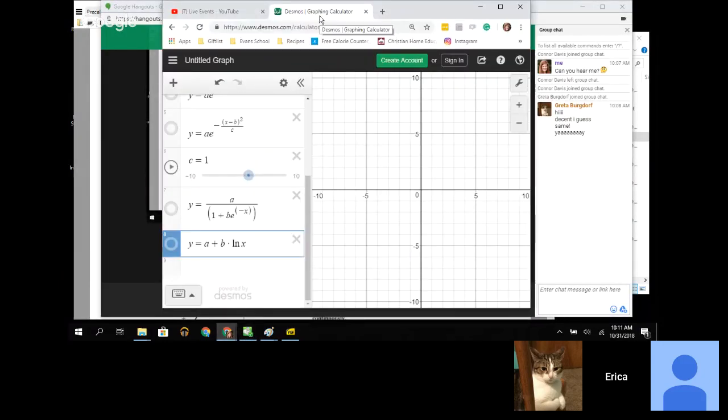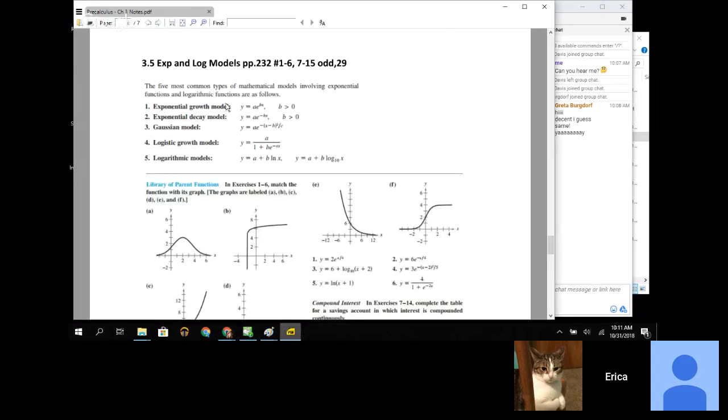Talk about these, if you have your notes, at the top of 3.5, it says the 5 most common types of mathematical models involving exponential functions and logarithmic functions are as followed. So these are basically 5 of the most common exponential and logarithmic models. The first 2 are the most common by far. And then the other 3 are common, but not quite as common. So the first 2 are exponential growth and exponential decay. All right. So we want to kind of have it in our mind what we think that looks like.